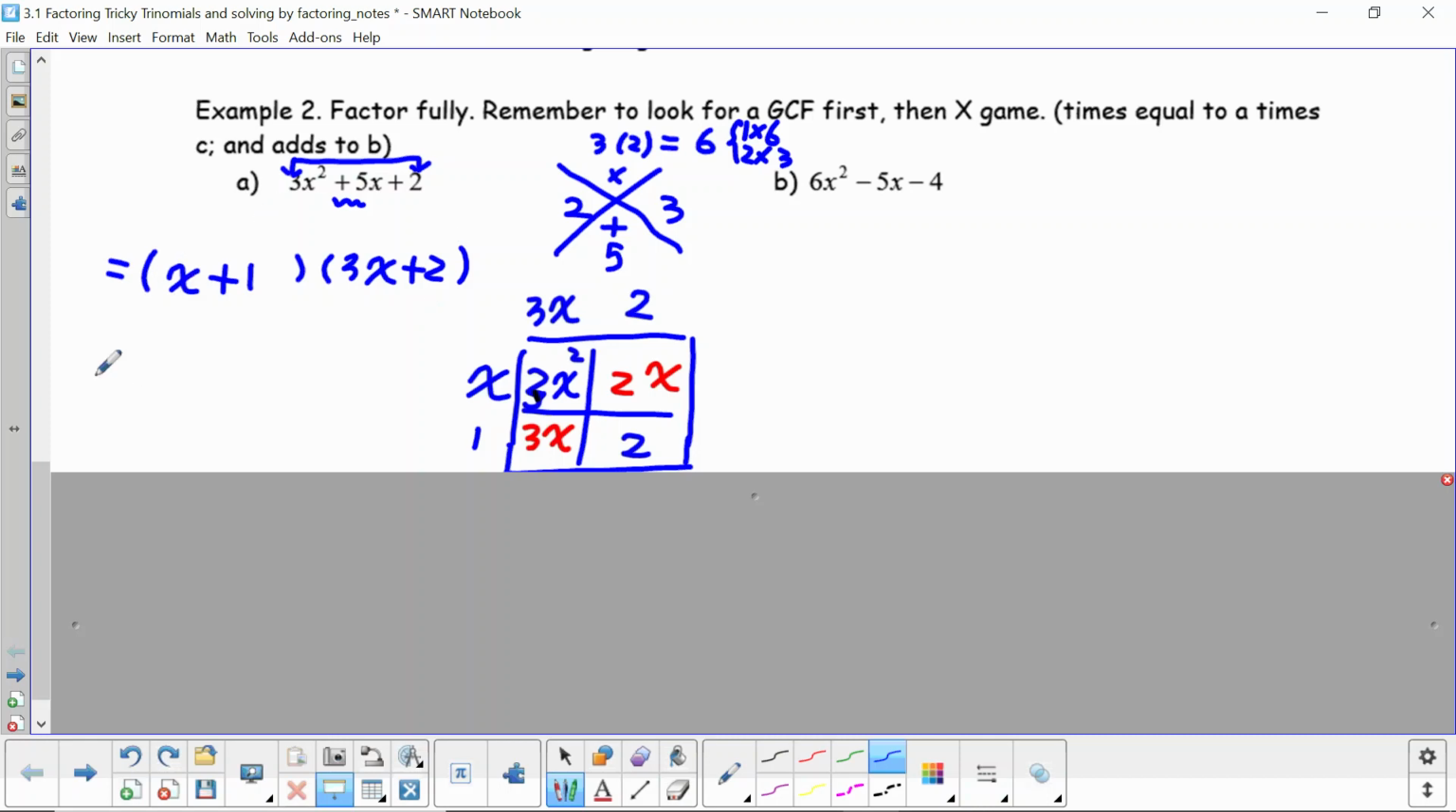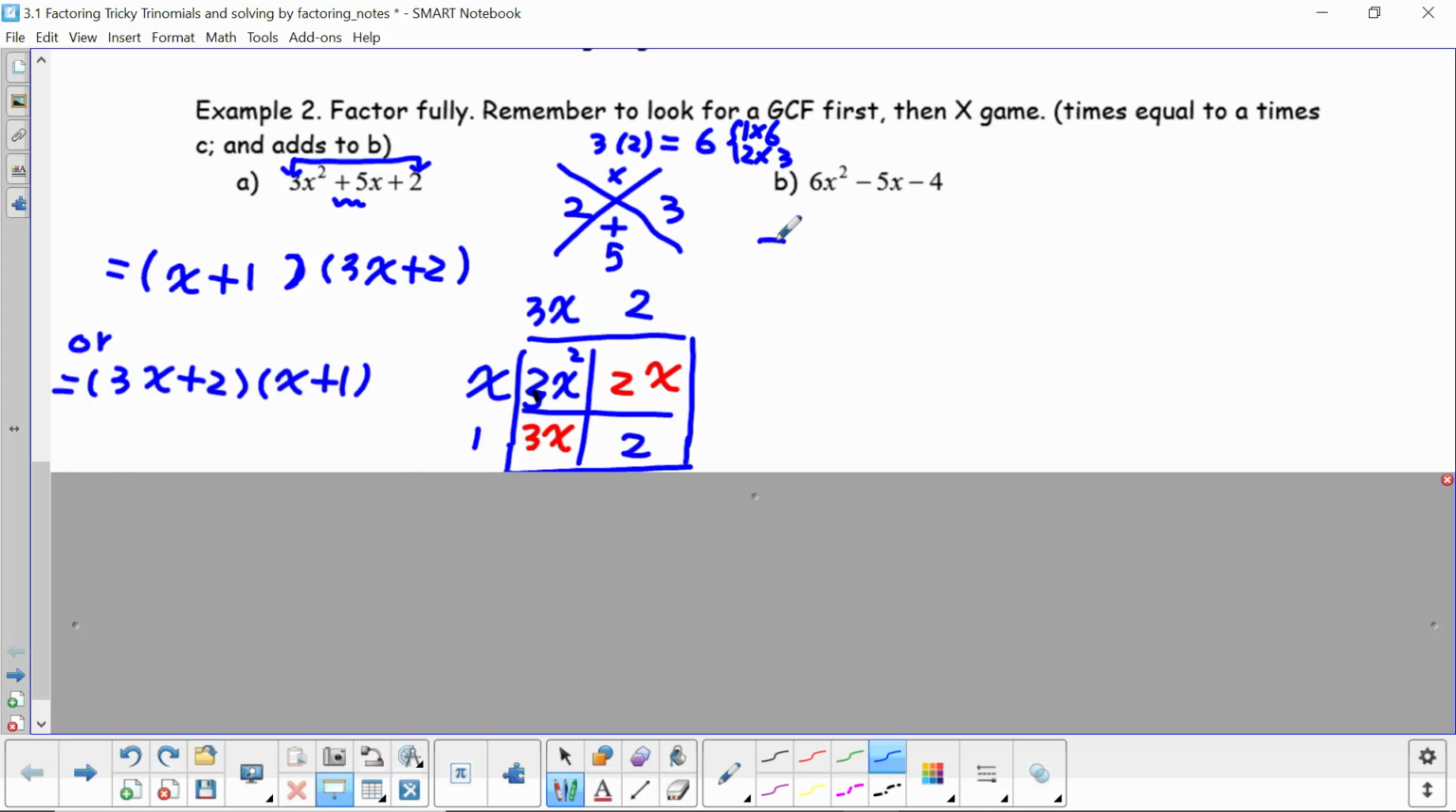You could switch them. You could write it as 3x plus 2 first, x plus 1 after. Both work. They are the same. 2 times 3 equals 3 times 2. So the order for multiplication doesn't matter. Okay. So this is what you learned today, the tricky trinomial factoring. This is how you do it, and we are going to repeat this one, practice on it.